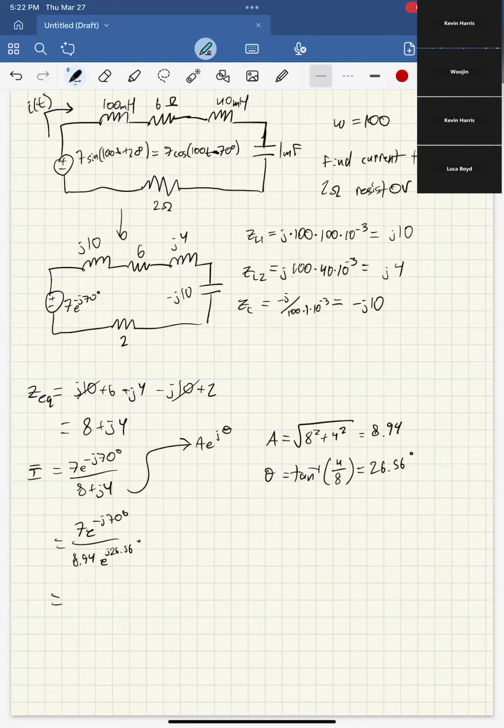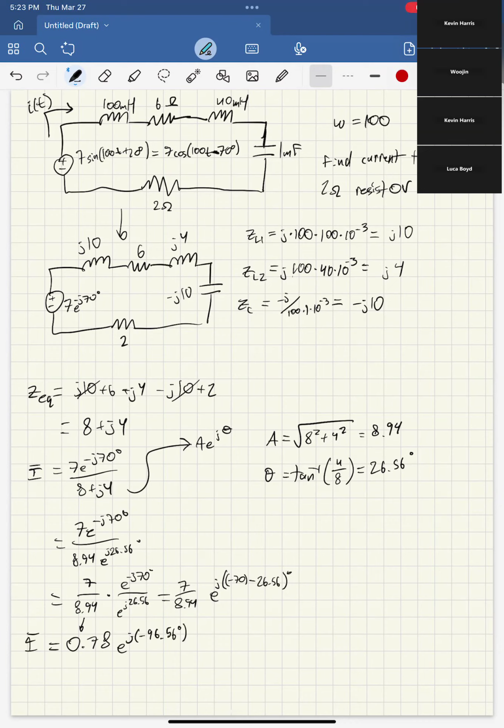And so now, if you remember some of your exponent rules from math class, this is where it comes in handy because we can separate this, since it's all multiplication, into 7 over 8.94 times e to the negative j70 over e to the j26.56. Whatever that fraction turns out to be, times, and this is the exponent rule, e to the j, and then it's the first one, so minus 70, subtracted from the second one, 26.56 degrees. And if we do that out, this becomes 0.78, and this becomes e to the j, and I'll write in parentheses just to be explicit, negative 96.56 degrees. And so this is your final I bar.